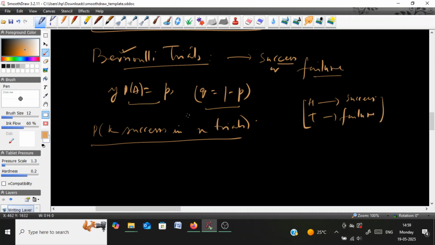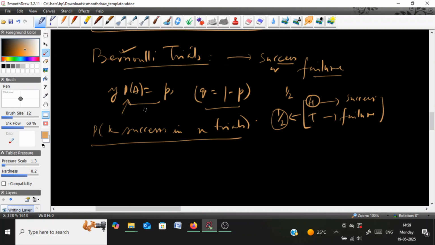So if you have a Bernoulli experiment or Bernoulli trials, you have only two possible outcomes. If the event occurs, the probability is P, which is the probability of success, and the probability of failure, of course, is 1 minus P, which is Q. Because the sum of both probabilities is 1. Like the probability of getting head is 1 by 2, and the probability of getting tail is 1 minus 1 by 2, which is also 1 by 2.